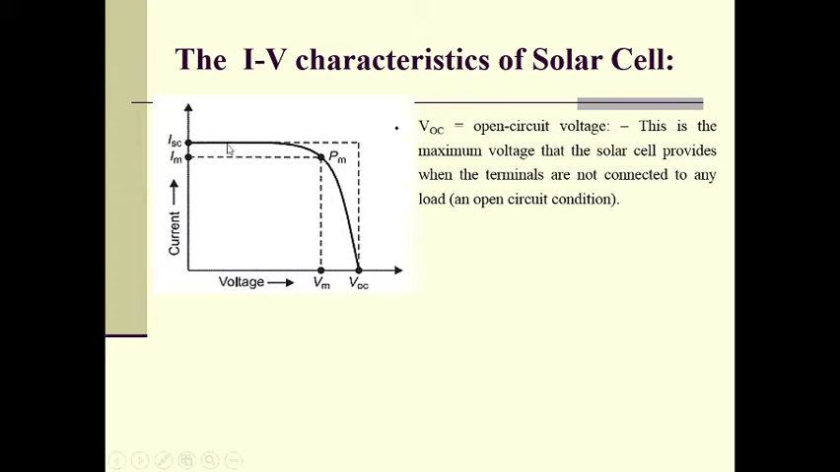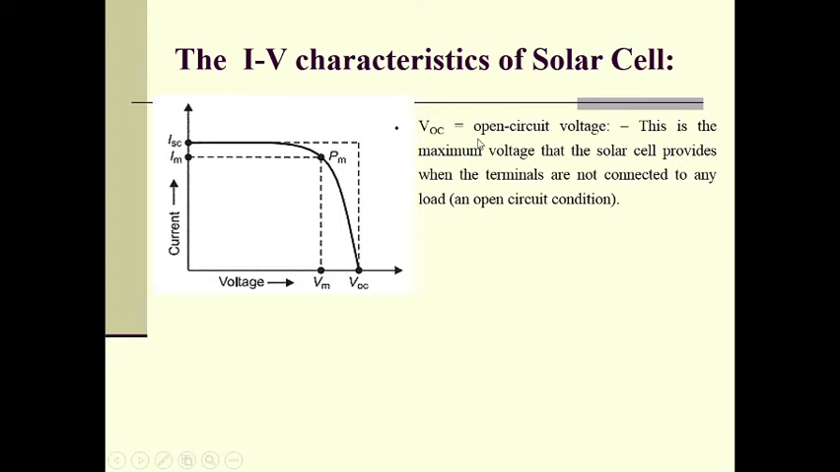So this is a typical IV characteristic. On one axis we have the current and on the other axis we have voltage, and the current-voltage characteristics are plotted, right? So on the y axis we have current, and on the x axis we have voltage. We can see here VOC and ISC, right? This current-voltage curve will intersect the current axis at ISC, and it will intersect the voltage axis at VOC.